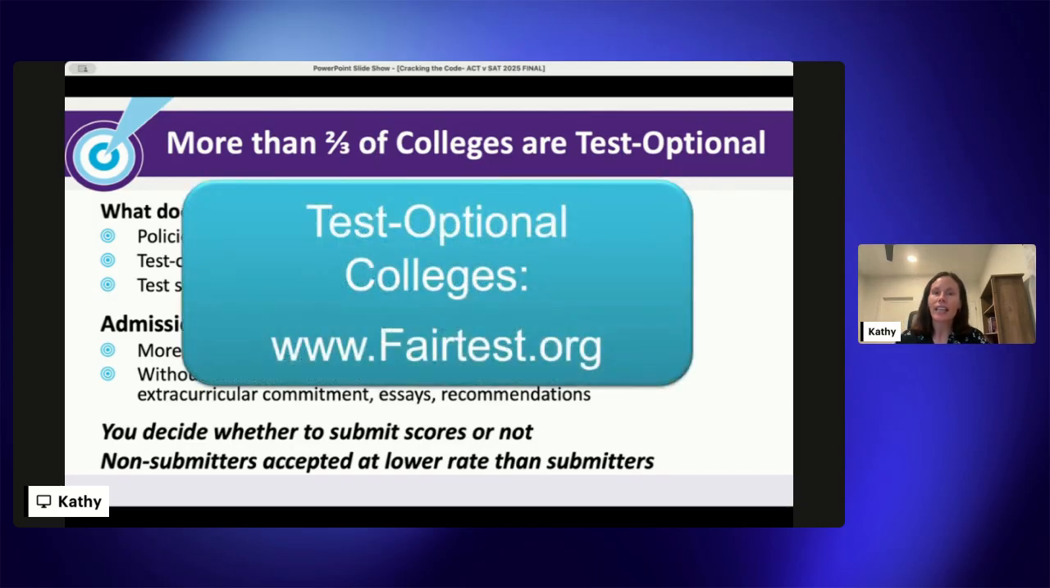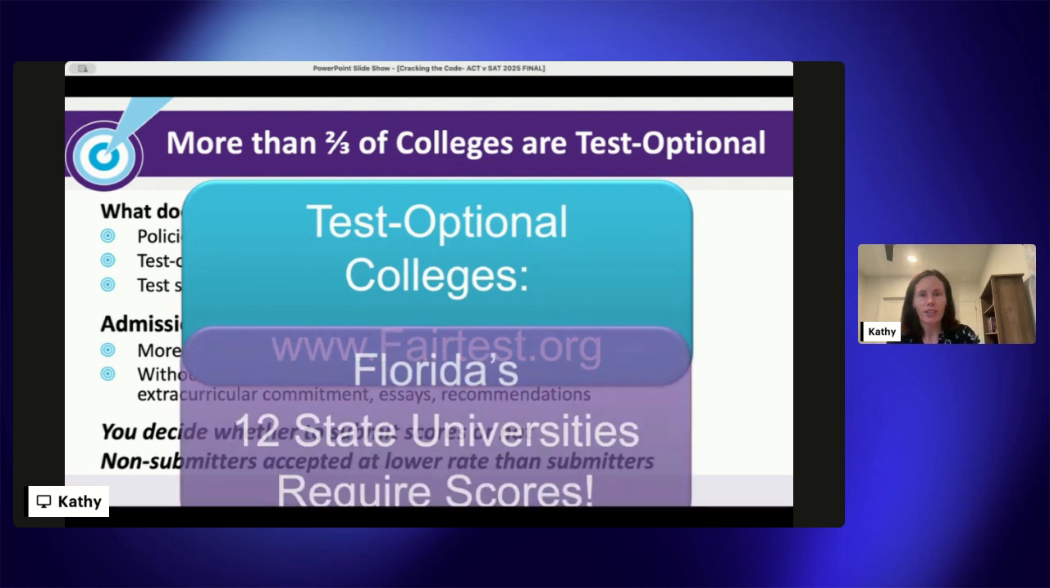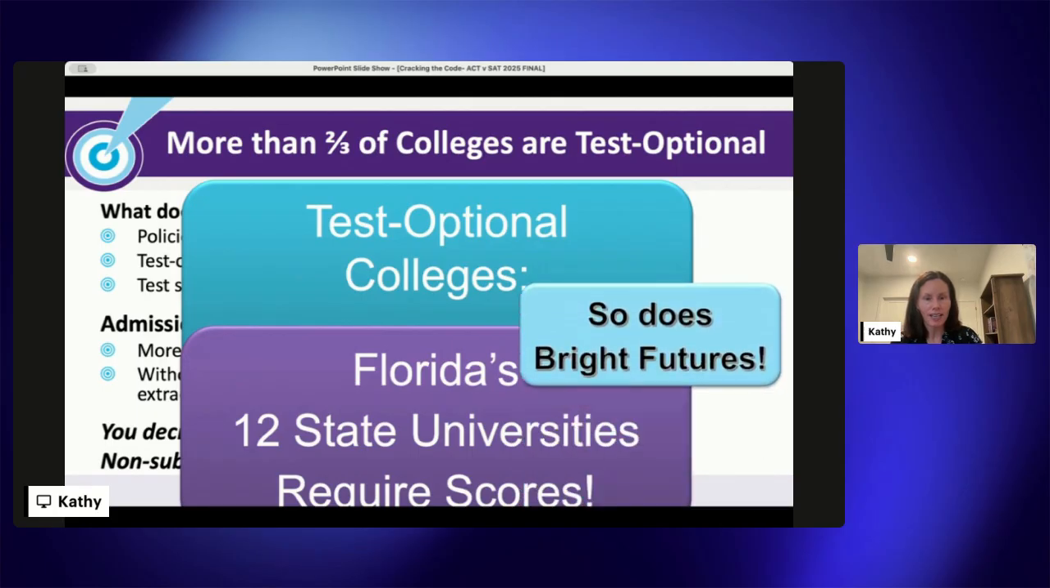To keep up with the latest and greatest of test optional colleges, I encourage you, especially my juniors this year, as you're starting to build those college lists, to take a look at this site, fairtest.org. It's a nonprofit. It's updated daily, as you can see, as testing policies update.